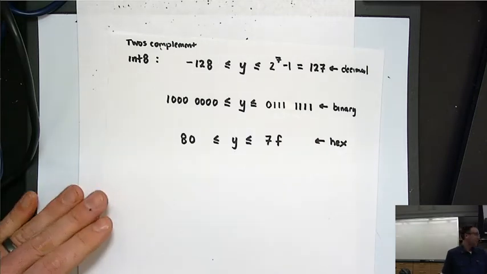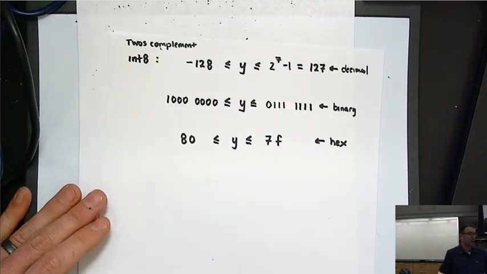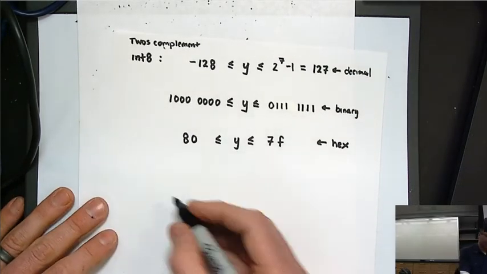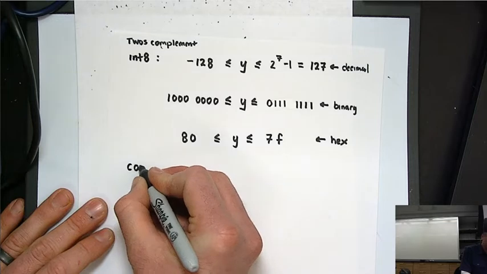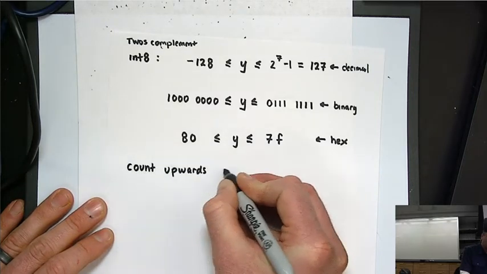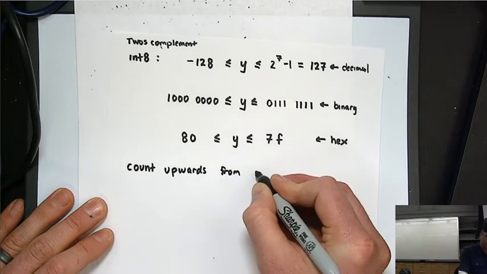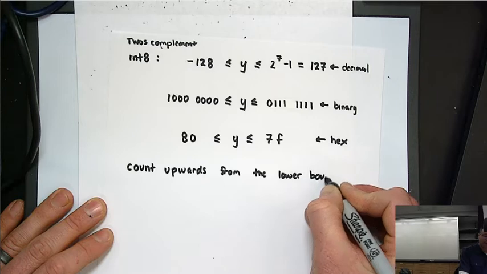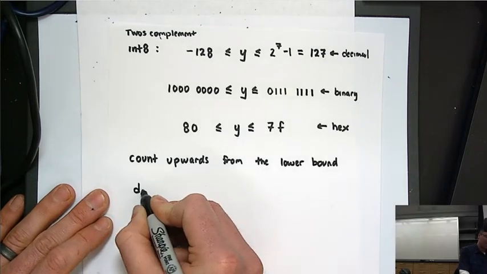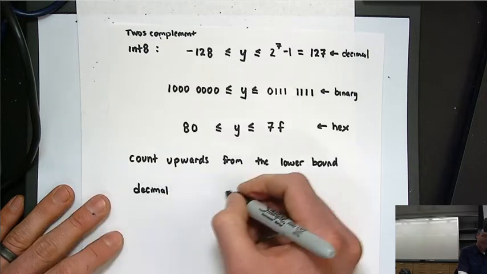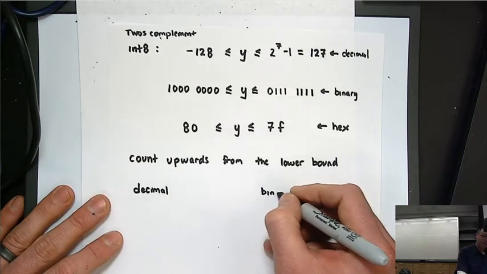Okay. It's very interesting, isn't it? There's a lot going on here. So let me ask you this. Let's count upwards from the lower bound. And we're going to do this both in decimal and in binary.